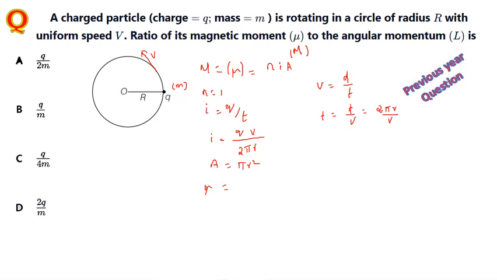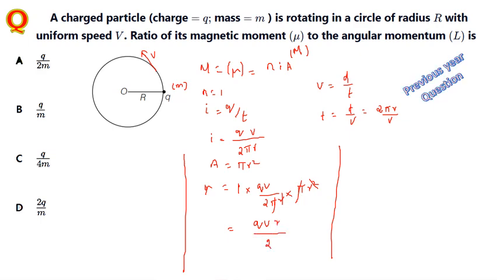Mu is equal to 1 into current value, qv divided by 2 pi r, into area here, pi r square. Now you just substitute these values here. This pi and pi will be cancelled. One r and one r will be cancelled. So what you are going to have here is qv, and one r is there, divided by 2. So the mu value is qvr divided by 2.